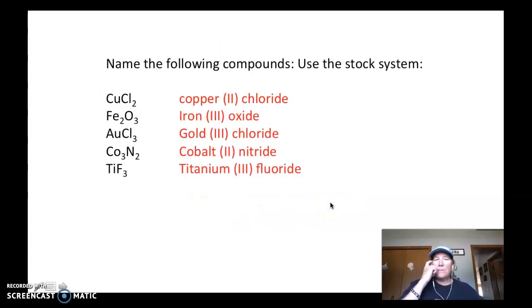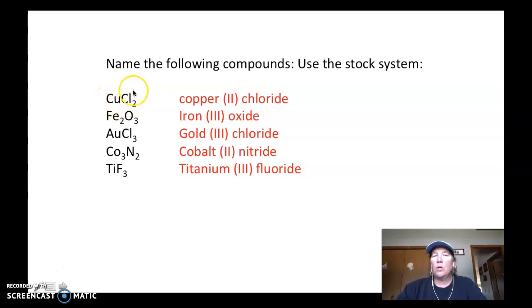Okay. Then the last part of the chapter, we talked about naming compounds, using the Stock system. So the hardest ones to probably name are where you have to put this Roman numeral. Well, this Roman numeral is the charge. How do I figure out the charge? Well, the back half I'm going to know. So if I know the back half, I can figure out the front half.